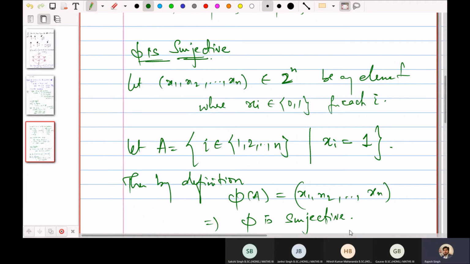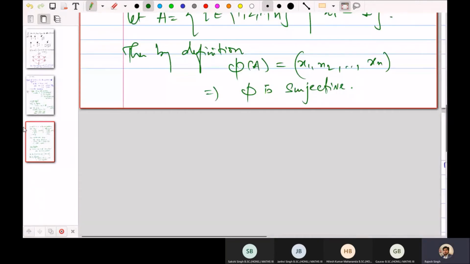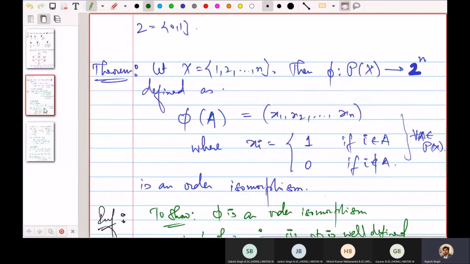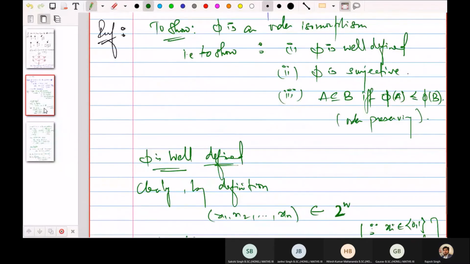So surjective is done. Next we have to show order isomorphism. That means we take A and B, and we have to show that phi A is related to phi B. How will it be related? How are elements related in a product? How are elements related in product?